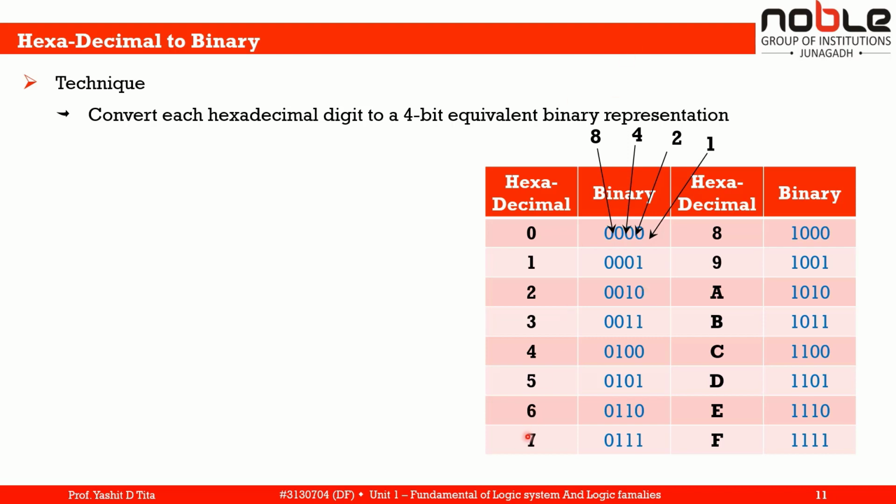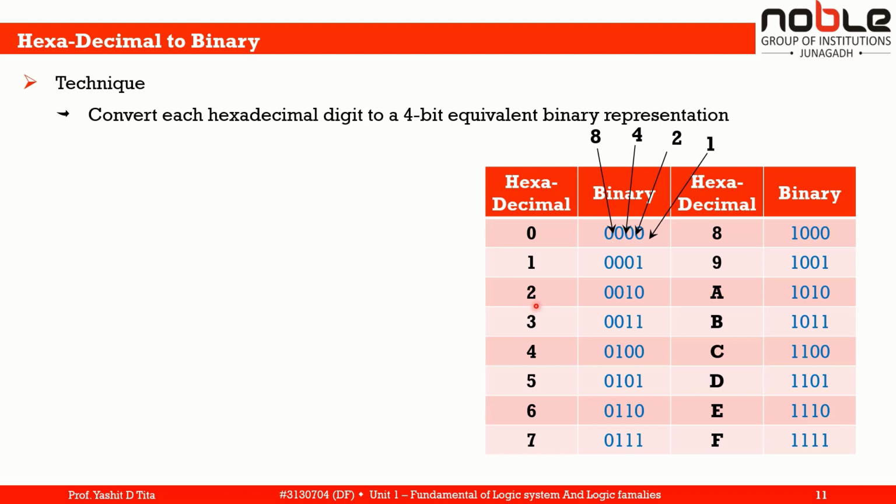If we have the hexadecimal number 6 and convert it into a binary number, 6 is a summation of 4 plus 2. It means 4 is a weight and 2 is a weight. The remaining 8 becomes 0 and 1 becomes 0, so the hexadecimal number 6 is converted into the binary number 0110. This is one technique to remember this table.